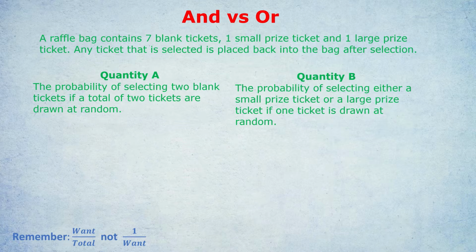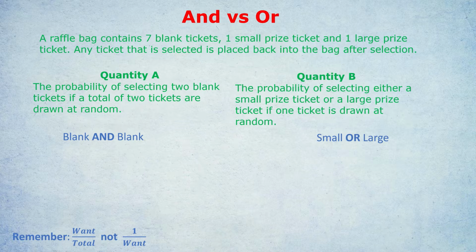Quantity A is the probability of selecting 2 blank tickets if a total of 2 tickets are drawn at random. Quantity B is the probability of selecting either a small prize ticket or a large prize ticket. Notice how we would describe quantity A with an "and". We would say we're looking for a blank and a blank. Whereas with quantity B, we would describe it with an "or". We want a small prize ticket or a large prize ticket.